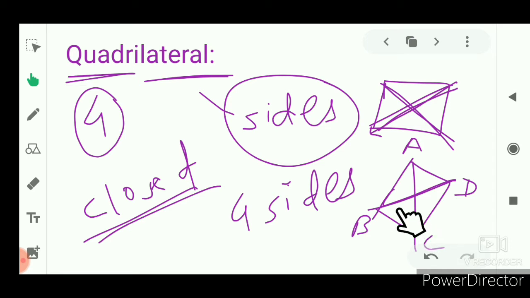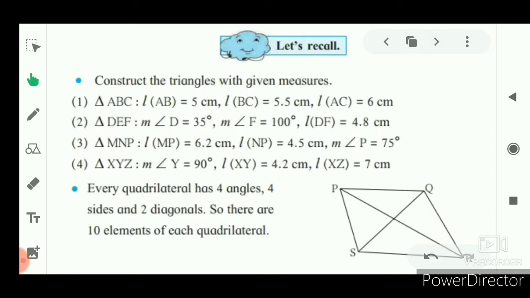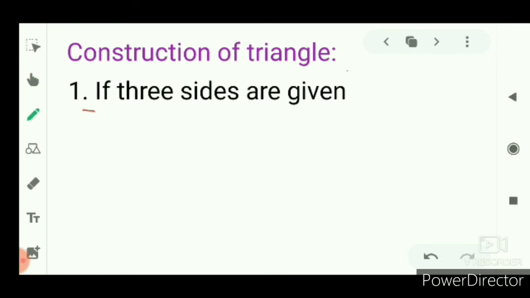Okay, clear? Now before starting the construction of quadrilaterals, let's revise the previous concepts of how to draw the triangle. In the previous standard we have learned the construction of triangles: if two sides of a triangle are given, if all three sides are given, or if two angles and one side are given, then how to draw the triangle. So let's revise all that. These are the types of drawing triangles we have learned.